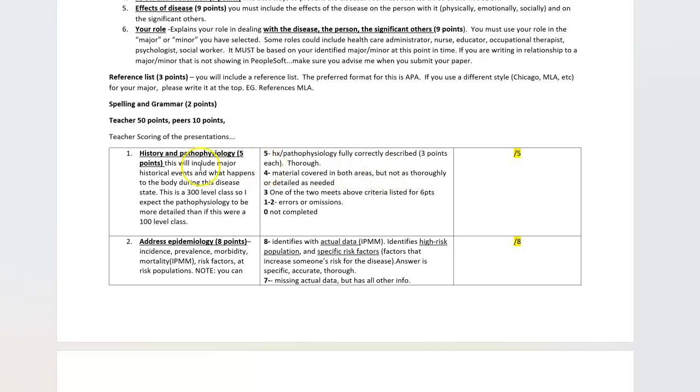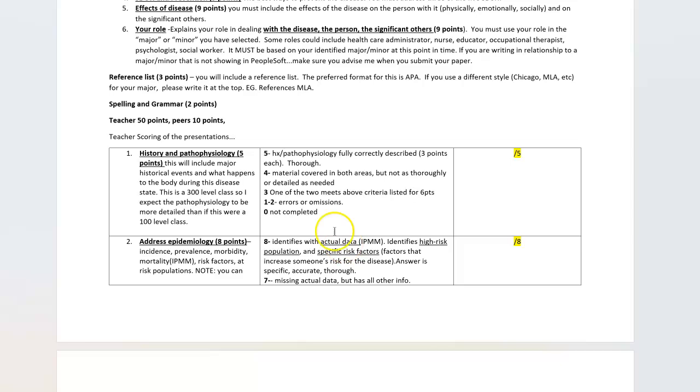Okay, here we go. So the history and pathophysiology, we're looking at what is happening. The pathophysiology should be at a 300 level. You shouldn't say these broad statements like it affects the brain. You should be talking at a cellular level. However, what you're discussing needs to be geared toward your population. If you're dealing with people who have English as a second language, you're not going to be using scientific terms. You need to get what you're using into terminology that the normal person can understand.